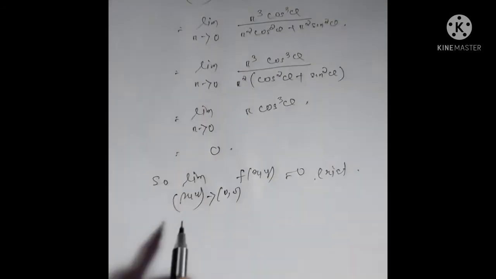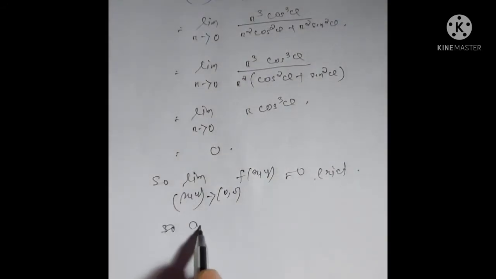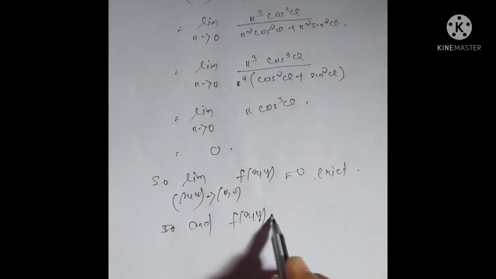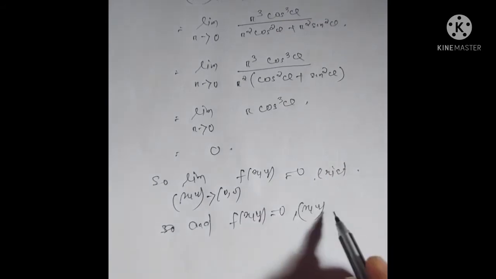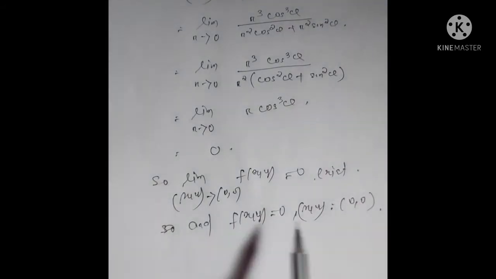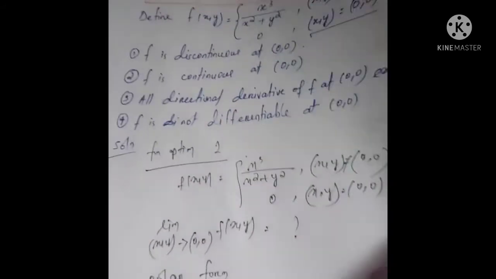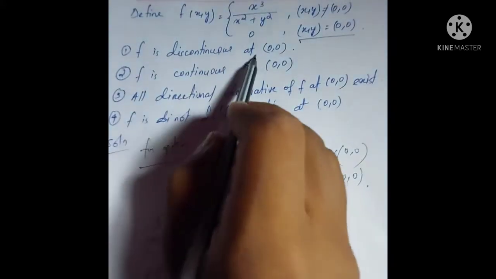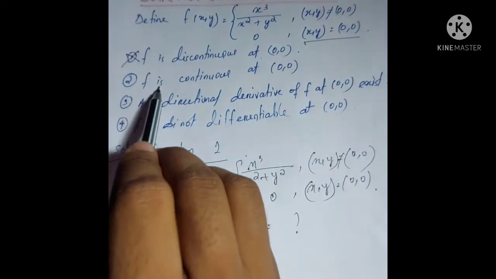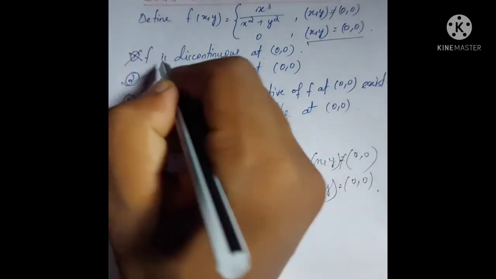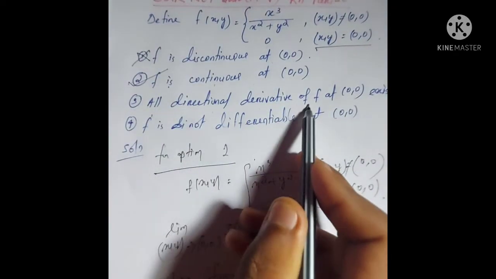And f(x,y) = 0 when (x,y) is the point (0,0). So the functional value is the same as the limit value. So the function is continuous at origin. So for this question, option 1 said that f is discontinuous at origin. This is wrong. Option 2, f is continuous at origin. Option 2 is correct. Now option 3, all directional derivatives of f at origin exist.